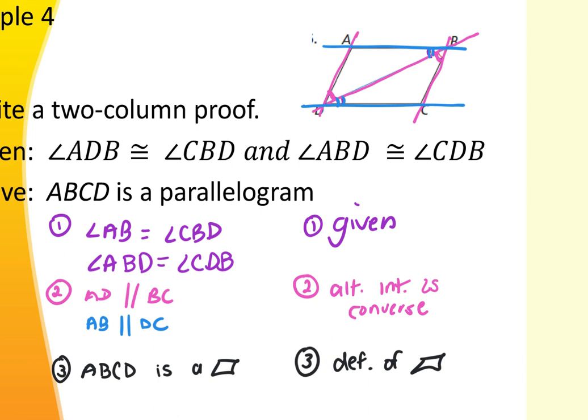So you could have kept going with the angle addition postulate and proved that this one was equal to this one. But then you'd use the third angles theorem to prove that the remaining angles are equal to each other. And then you'd have both pairs of opposite angles congruent. This is just a little bit easier, but both would work. Questions?